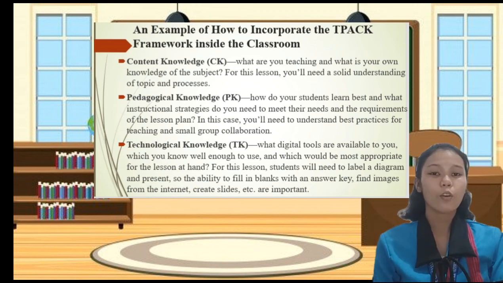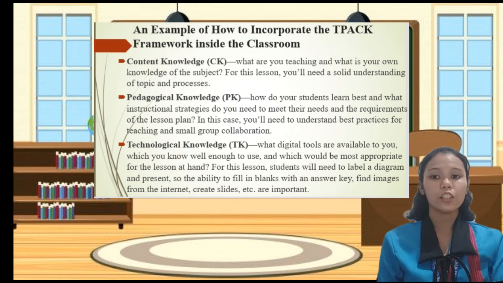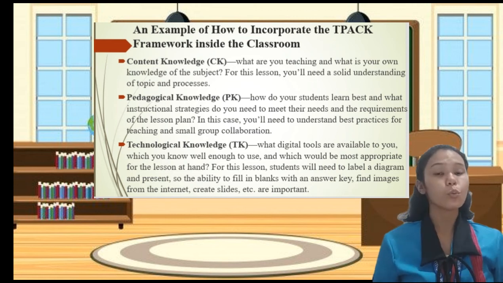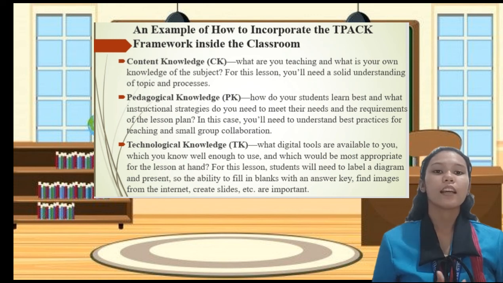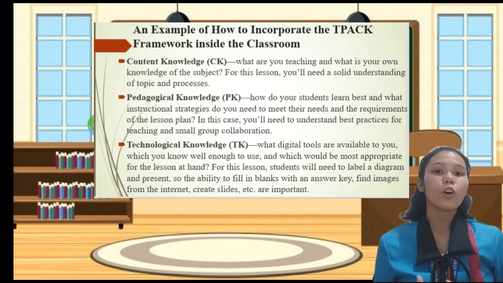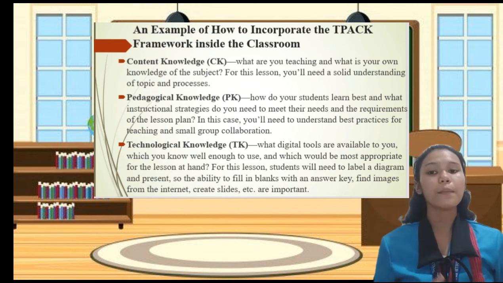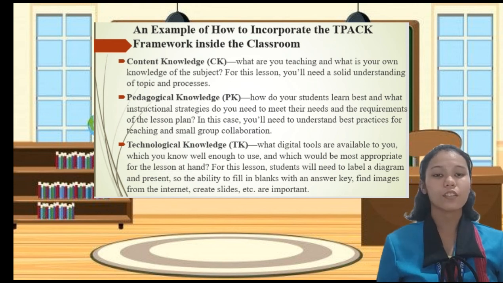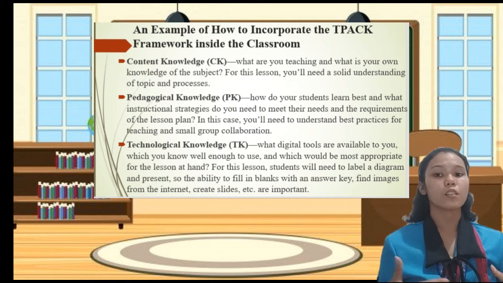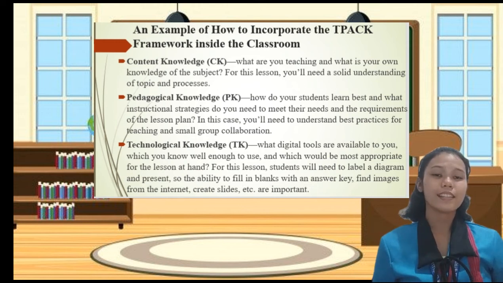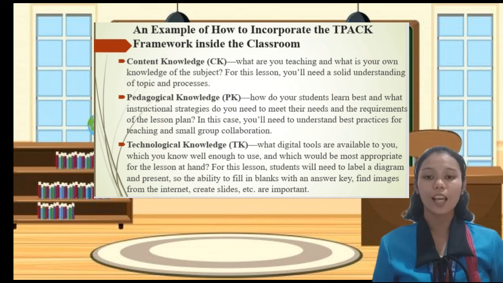Next is the TK, or the technological knowledge. So what digital tools are available to you? Which do you know well enough to use? And which would be most appropriate for the lesson at hand? So for this topic, the students will need to label a diagram and present, so the ability to fill in the blanks with an answer key and find images from the internet, create slides, etc.